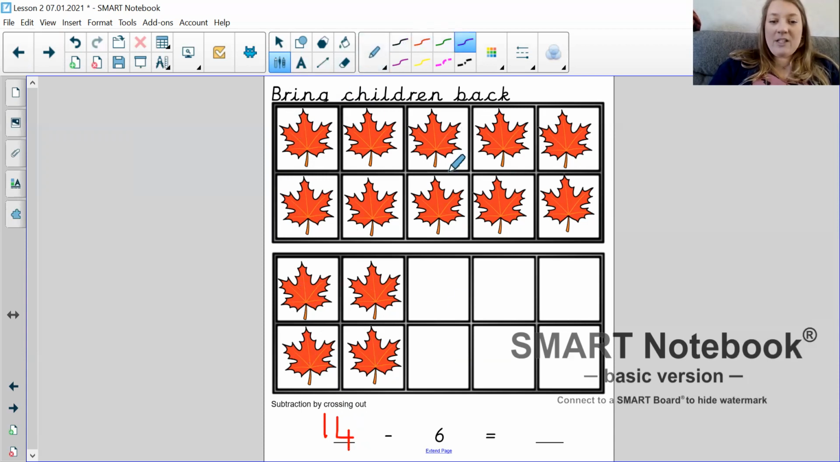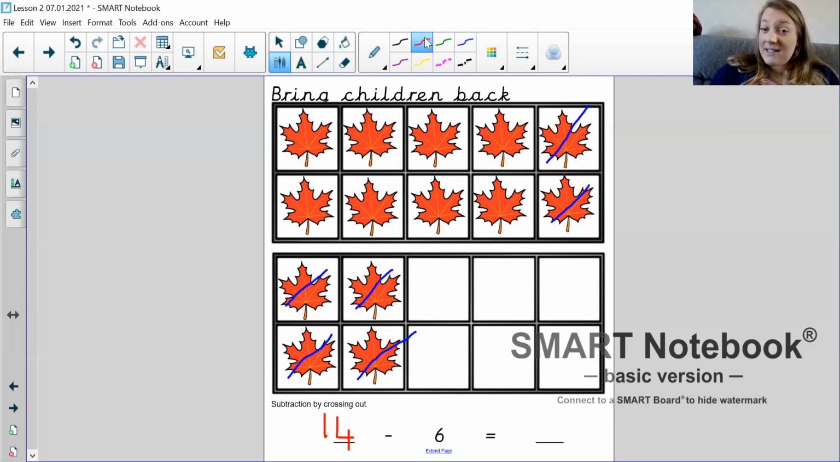So first there were 14 leaves. Oh look, we're going to be taking away 6 of them. And to do that today, we're going to cross them out. And that will help us remember which ones we've already counted. So we have 14 altogether, and I'm going to cross 6 of them out. I'm going to do this as neatly as possible. 1, 2, 3, 4, 5, 6. There we go. I've crossed out 6 of the leaves.